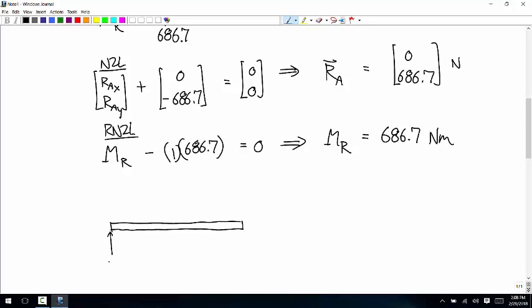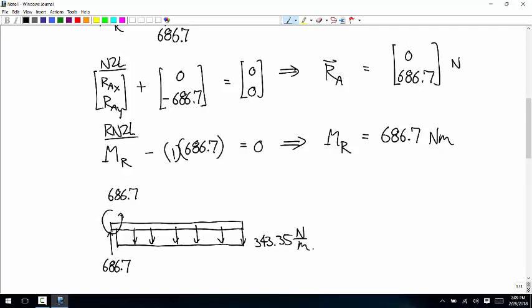We have an upward force of 686.7. We have a couple of 686.7. And then we have a distributed load representing the weight. To calculate that distributed load, it's going to be the total force of 686.7 divided by 2. So what's that? 343.35. That's newtons per meter.